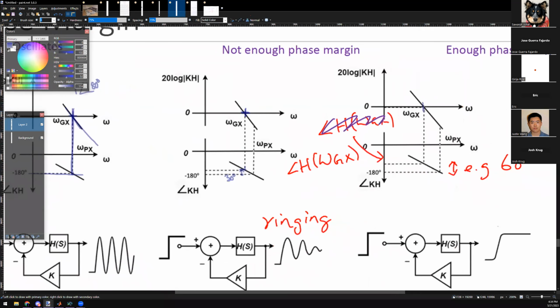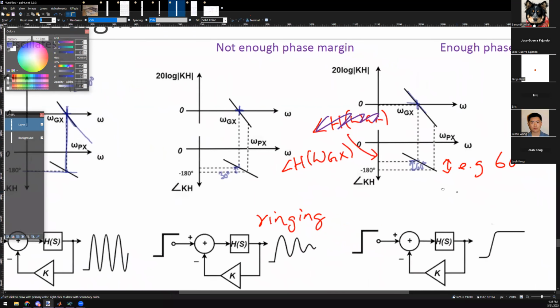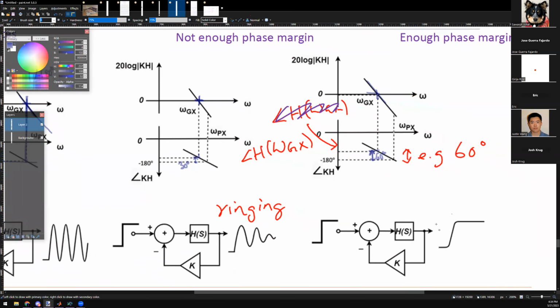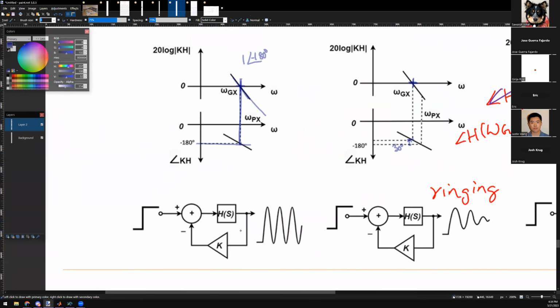Here, when the gain hits 0 dB, the phase margin is about 60 degrees, right? That's why we need phase margin to be 60 degrees. And then you usually get a system that responds pretty cleanly. If you have very low phase margin, you tend to be more unstable, which is why you see ringing. And if you have no phase margin, you for sure blow up. You oscillate. That's guaranteed.